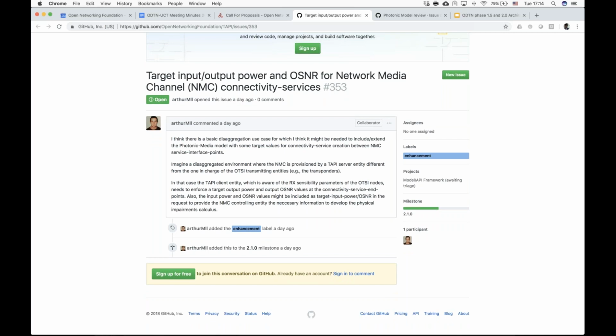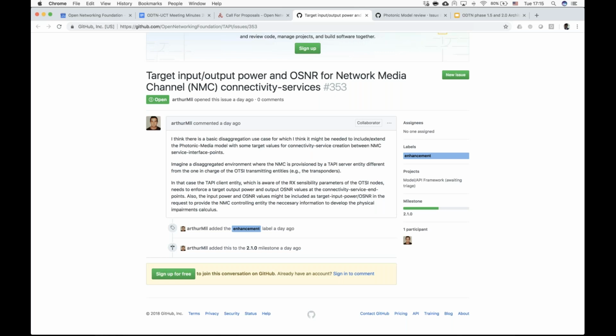So I will go for the 353. Basically, my concern is that right now I don't see a way to specify connectivity service constraints for the validation of the physical impairments in the OLS media channel creation. What I propose, and maybe it is short and should be completed with more parameters, was to include some constraints based on the receiver sensibility parameters of the transceiver. Based on the partially disaggregated model where our ONOS will request the creation of a network media channel into the OLS controller, you don't have a way to express constraints for the physical impairments validation of the connectivity service that you are requesting.